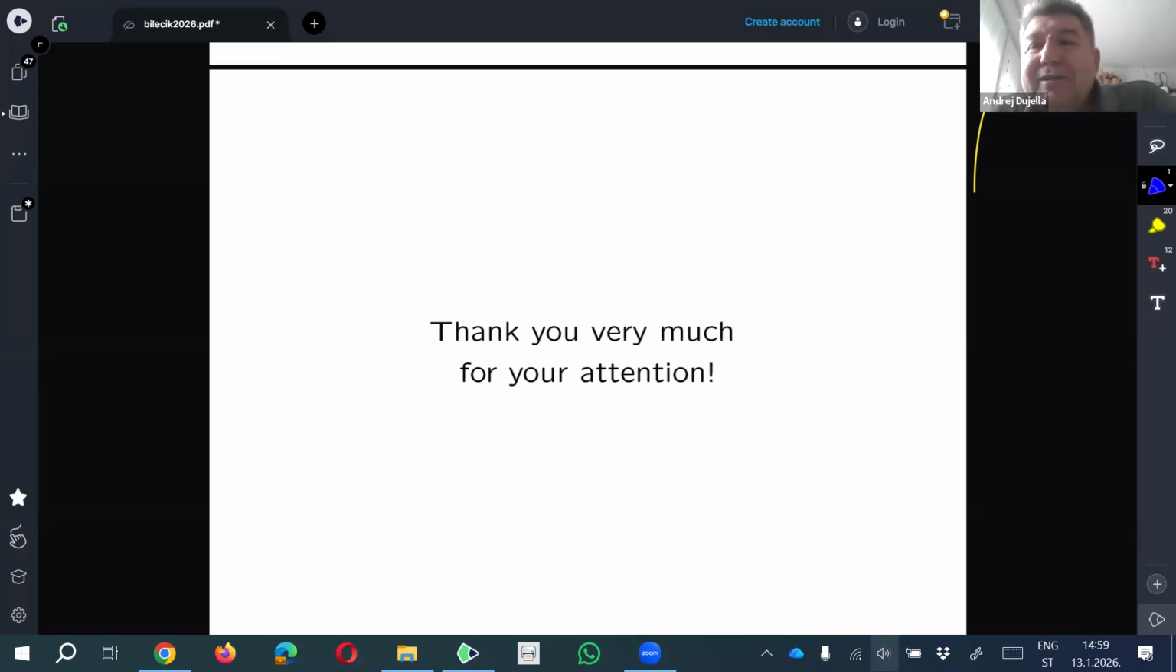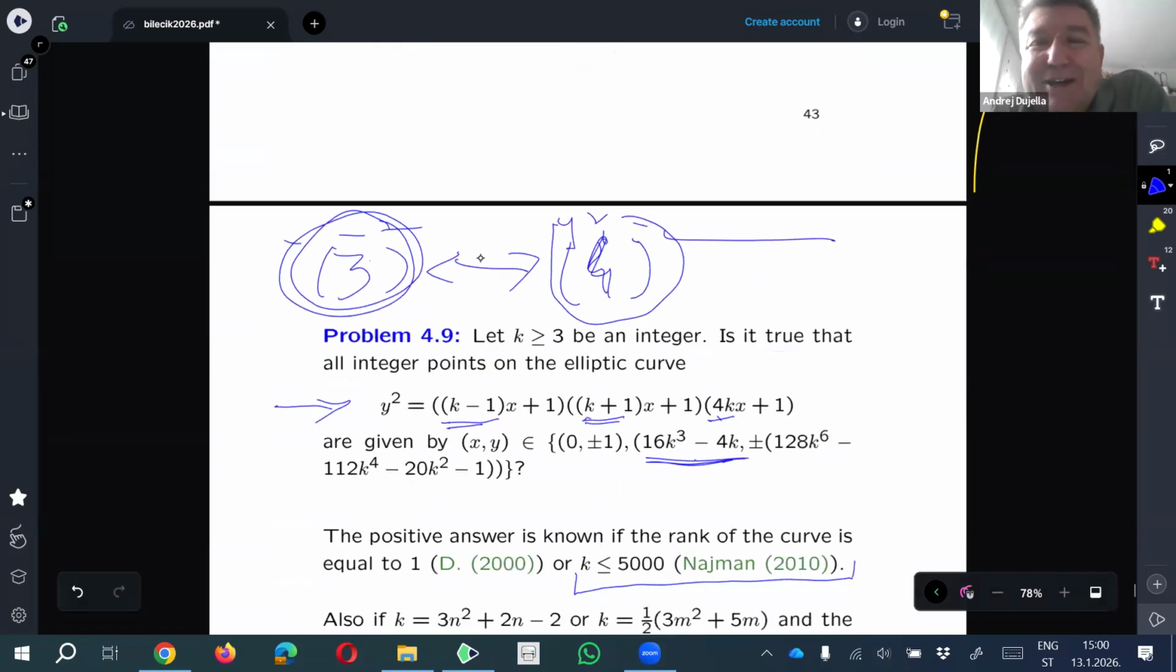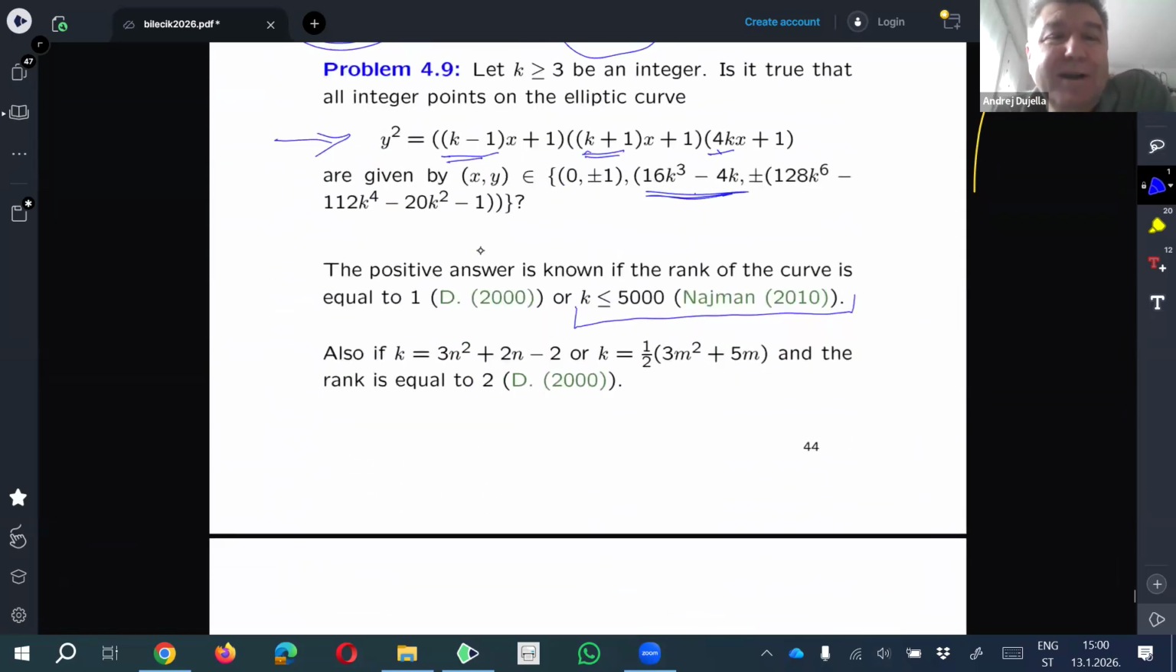Usually I work with high rank. In fact, I almost mentioned one problem, but I decided to have only one problem from this section. I also find one interesting problem in a smaller rank direction, namely the question: is it possible to have rank 0 coming from Diophantine triples?